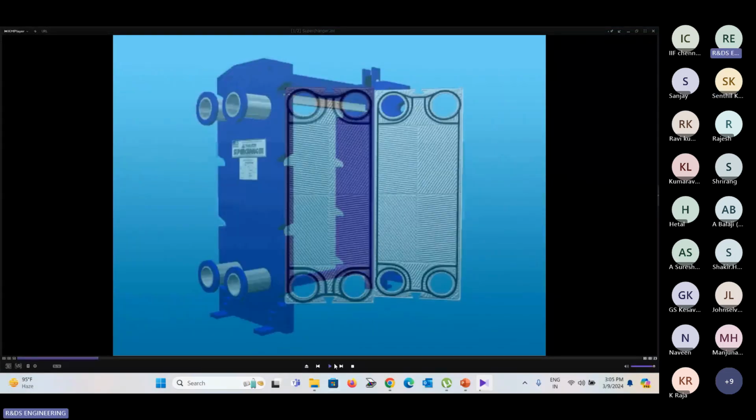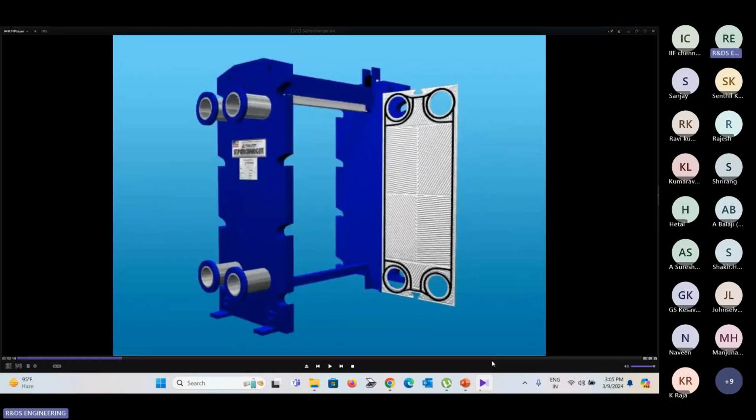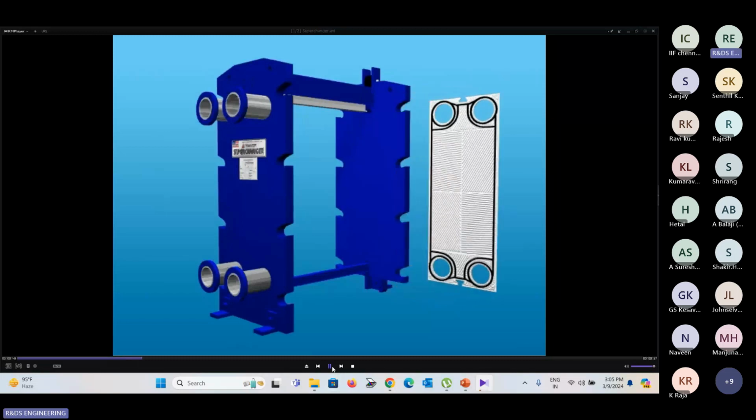Sir, this is the single plate. You can see the corrugations, and every plate will have 4 ports, and the black line is the rubber gasket. This rubber gasket plays a vital role in any plate heat exchanger. So every plate will have one rubber gasket.